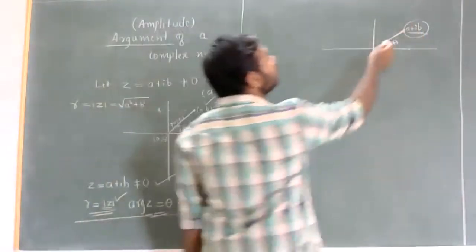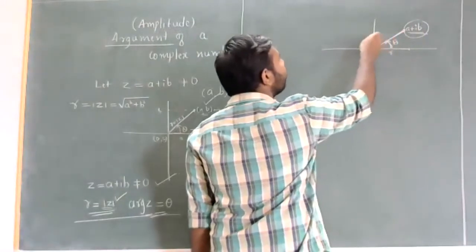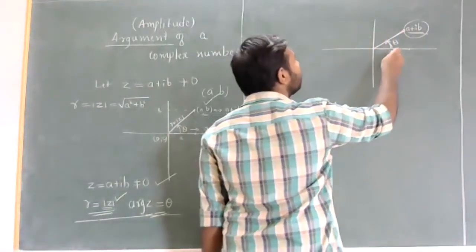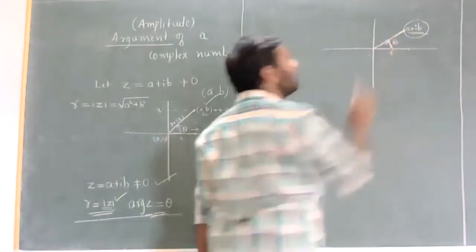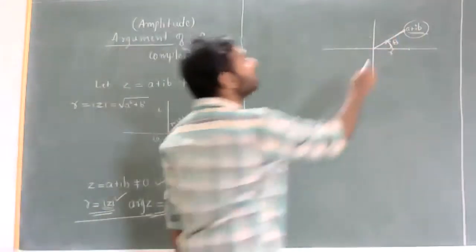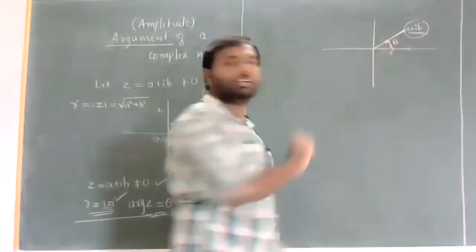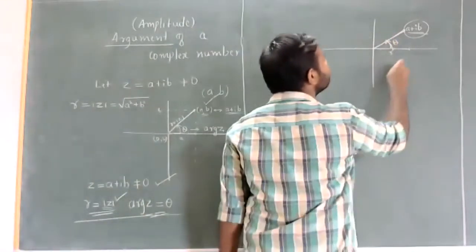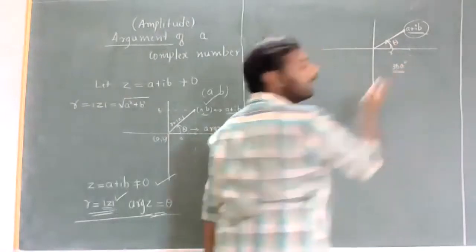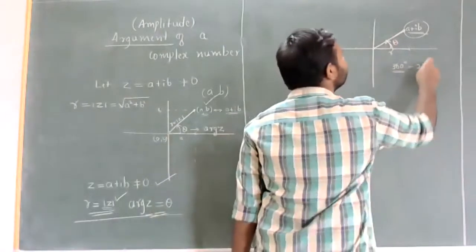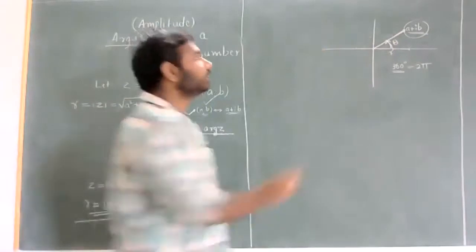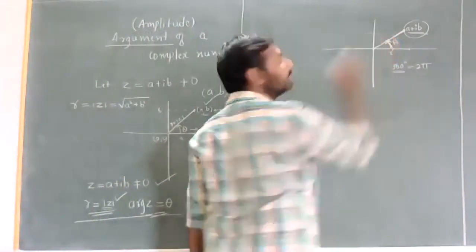Now what I do is, from this position, I go around a circle. I'll complete a circle starting with this point. If you complete a circle, what is the total angle? It is 360 degrees, or in radians 2 pi. So already I have covered angle theta.